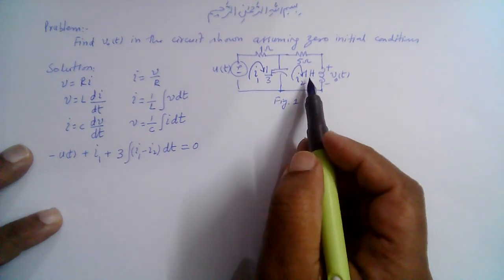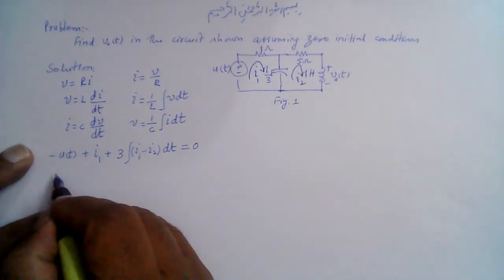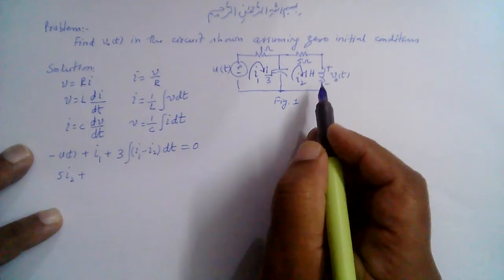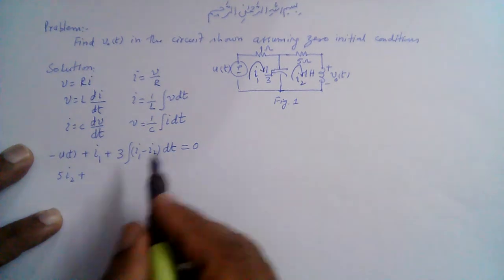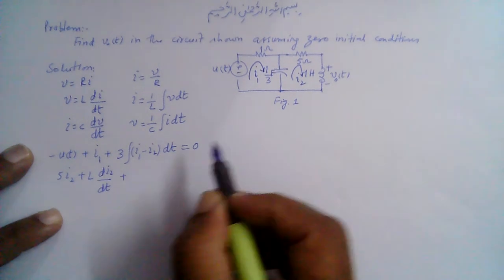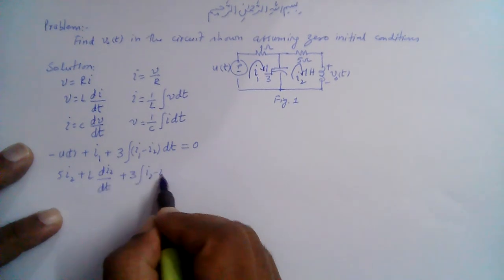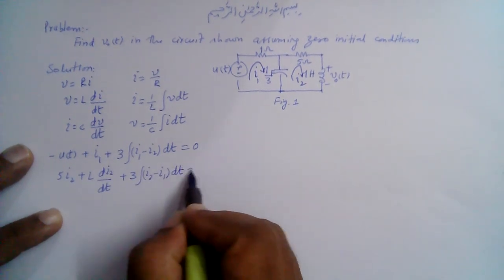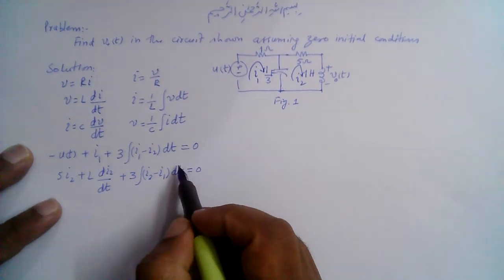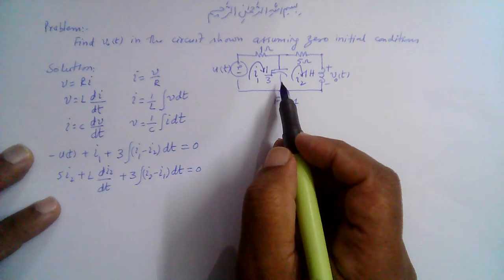And for the second loop, the equation will be 5 I2, then the voltage across this inductor, which is L di2/dt, and again the voltage across this capacitor, which is 3 times the integral of (I2 minus I1) dt, equal to 0. So these are two integro-differential equations that we have to solve if we want to solve the circuit in the time domain.